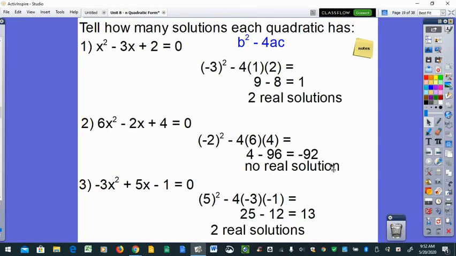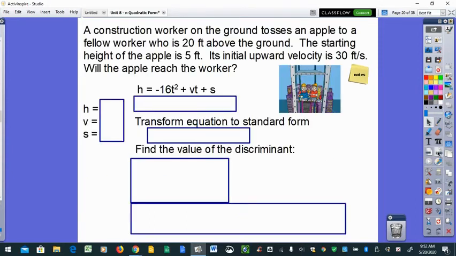So I did not give you one that came out to 0. And if you had gotten a discriminant of 0, it would have been the one real solution. Okay, so, where is this helpful? Here's an example, a word problem, an application problem.